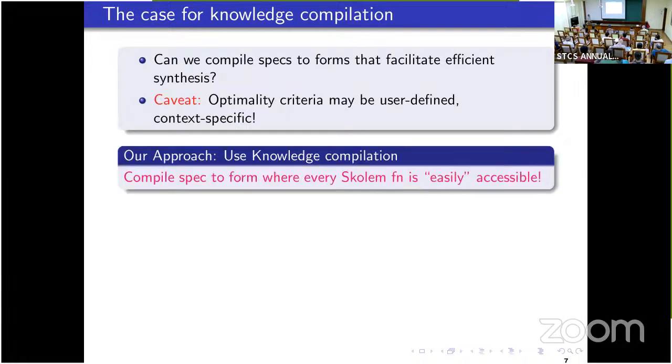And the other point is that when we're compiling these specifications to other forms, we don't want to do the compilation in a way that makes it easy to get one Skolem function and hard to get another Skolem function, because what Skolem function I really need may be very context specific. For the same specification, one Skolem function may be good for me, the other may be good for you. So we don't want to just get a Skolem function and say, here is this one, right?